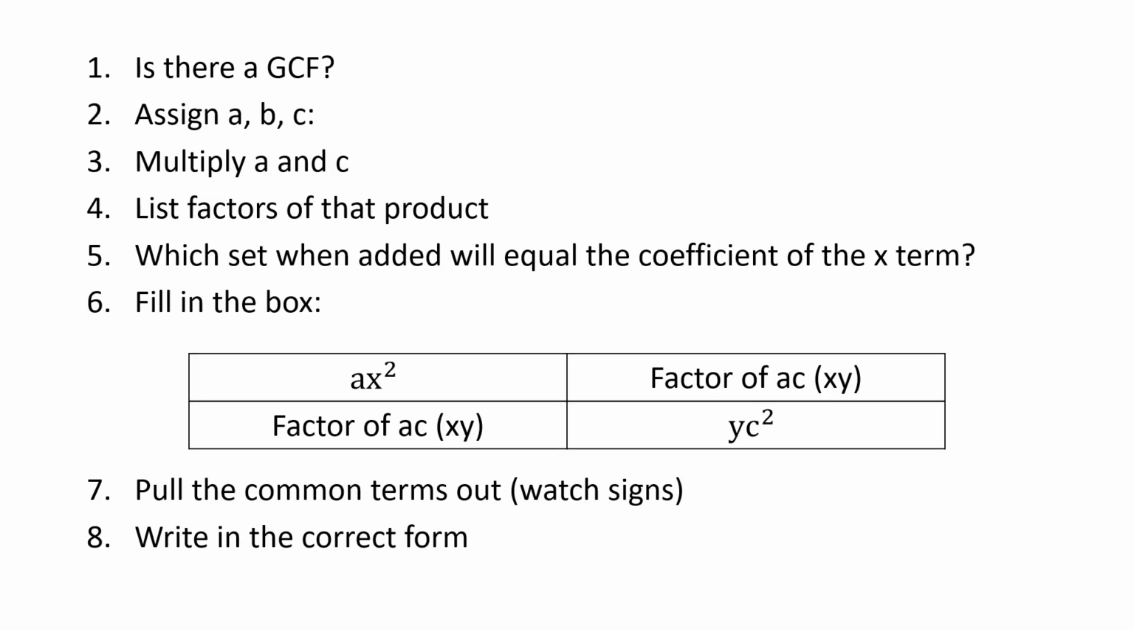The steps are exactly the same. You're going to just have a with your x squared, b with your xy, and c with your y squared. So that's going to change slightly. And then when you plug in your factors of AC, instead of putting just an x with them, you're going to put an xy with them. So let's do a couple.